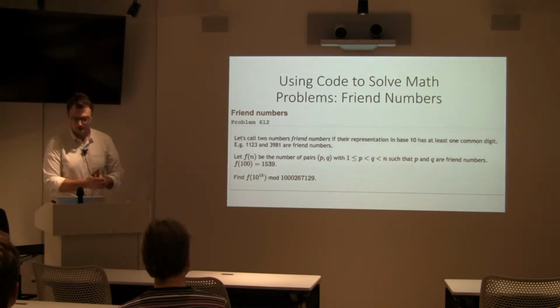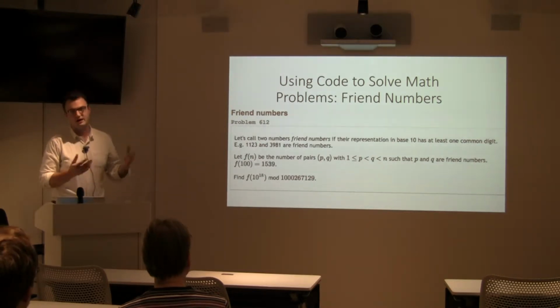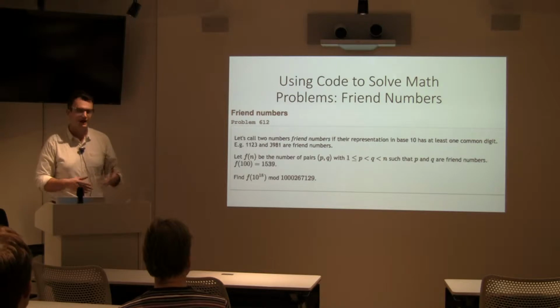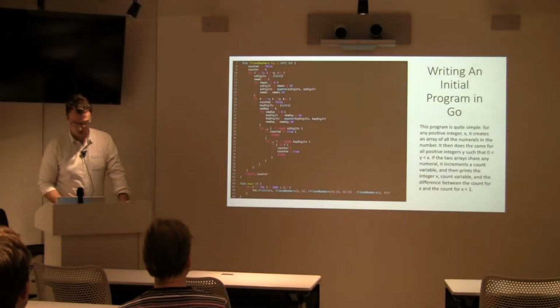So basically, friend numbers is a pretty simple concept. There's no friend numbers less than 10. A friend number for 9 would be 99 or 19 or 109 or 901 or 929, any other number with 9 in it. So, on to the next part.